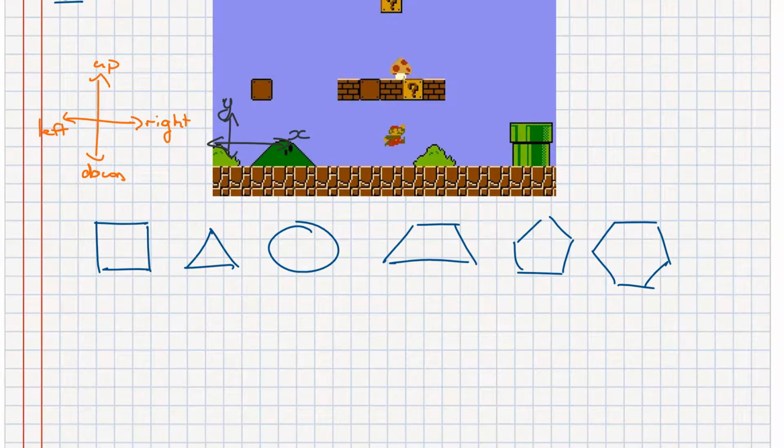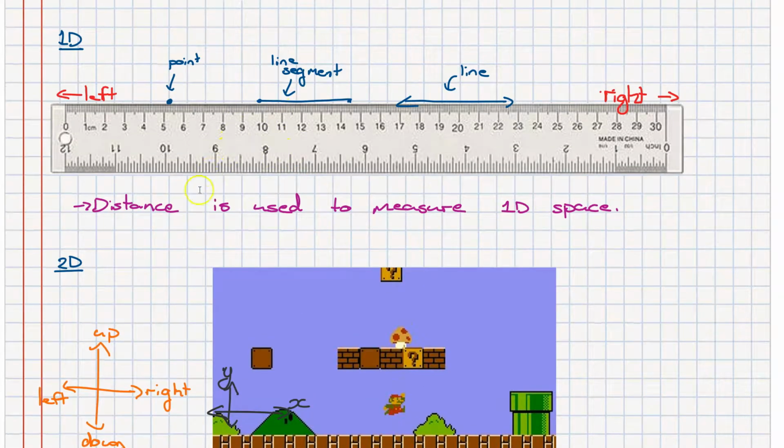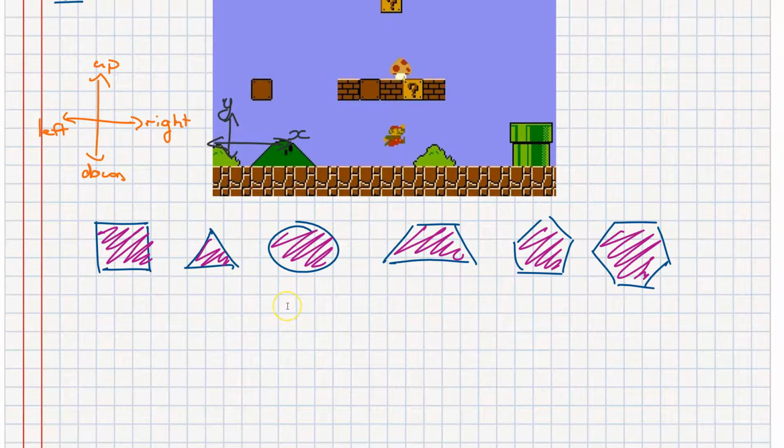Now moving on from that, if we were going to define the space that these shapes take up, the purple space within the shape itself is defined as area. So in one dimension, the space consumed within a 1D shape was a measurement of distance. In comparison, we have area. Area is the measurement used to describe two-dimensional space.